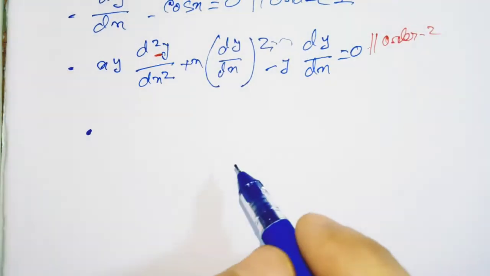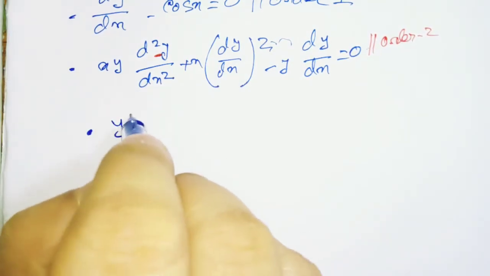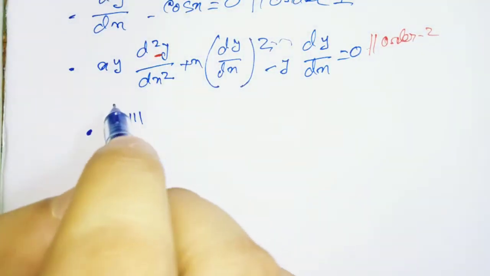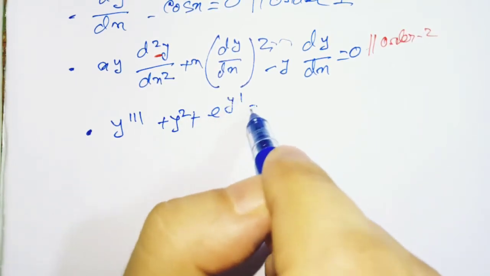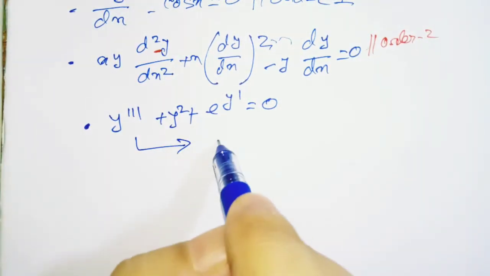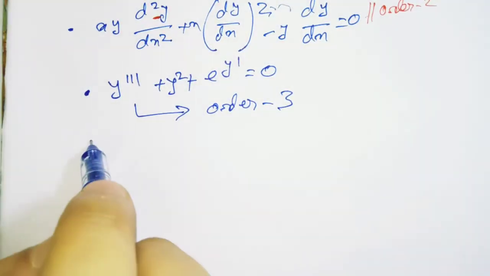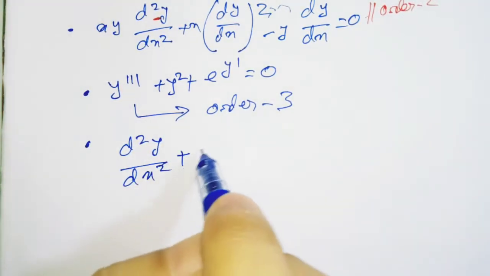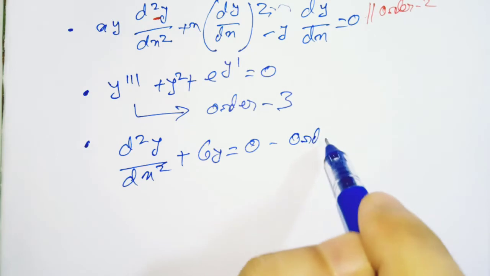So we have used the prime notation. We have learned earlier that we use Lagrange's prime notation. So we write y with 3 primes, and then I use y squared plus e to the power y prime equals 0. If this is my equation, what is the highest order? 1, 2, 3. So the order is 3. So I write order 3. Let me take another example. I use d2y by dx2 plus 6y equals 0. So what is the highest? This one. So again, order is 2.